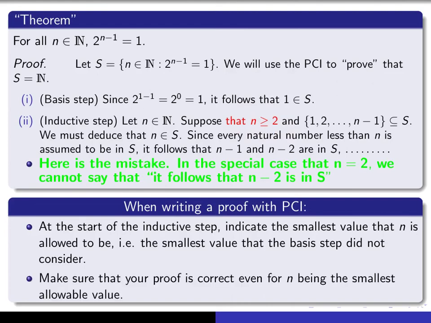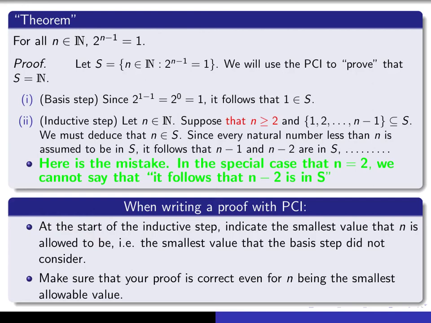And the second thing is you should make sure that your proof is correct even for n being the smallest allowable value. That's exactly where the proof broke down here. When we wrote this, if you would have checked it for the smallest allowable value, you would have realized that you were making a mistake. So make sure whenever you write a proof using the principle of complete induction that you include these two steps here that I've indicated.